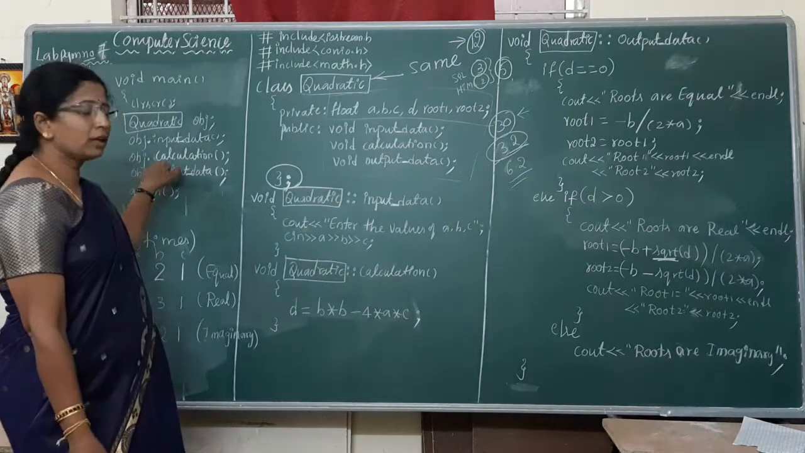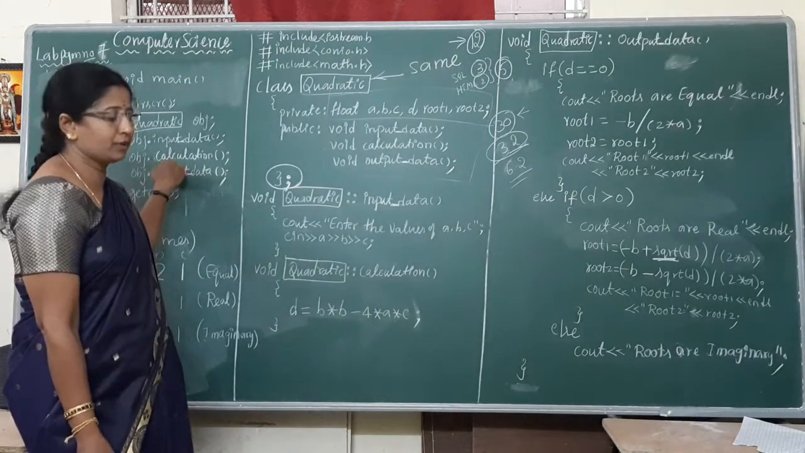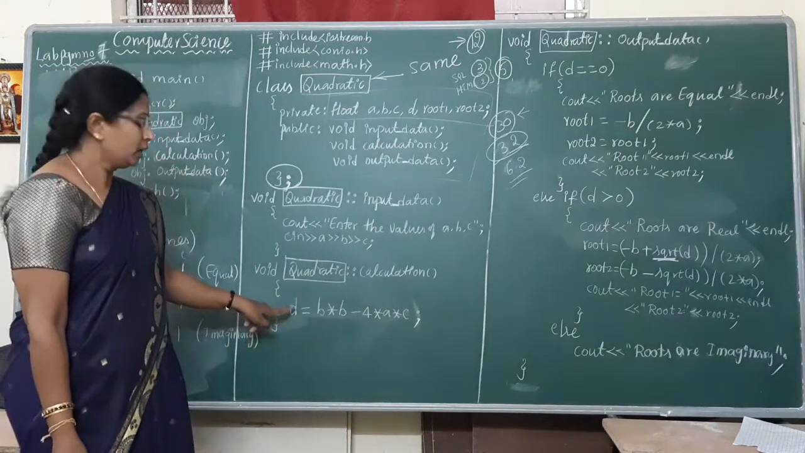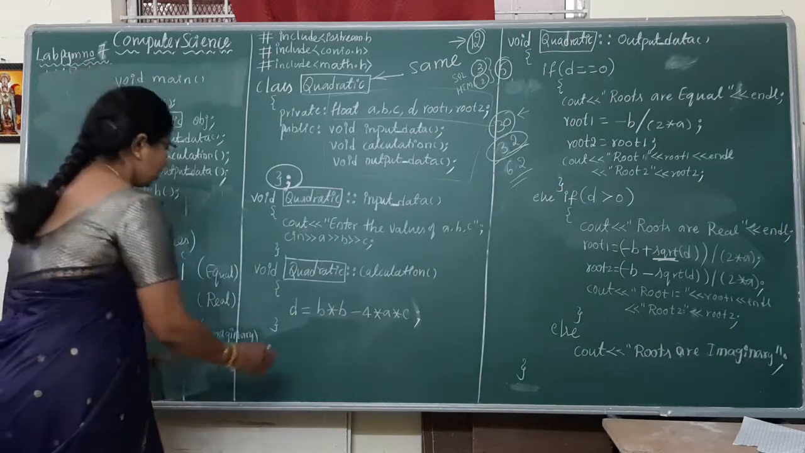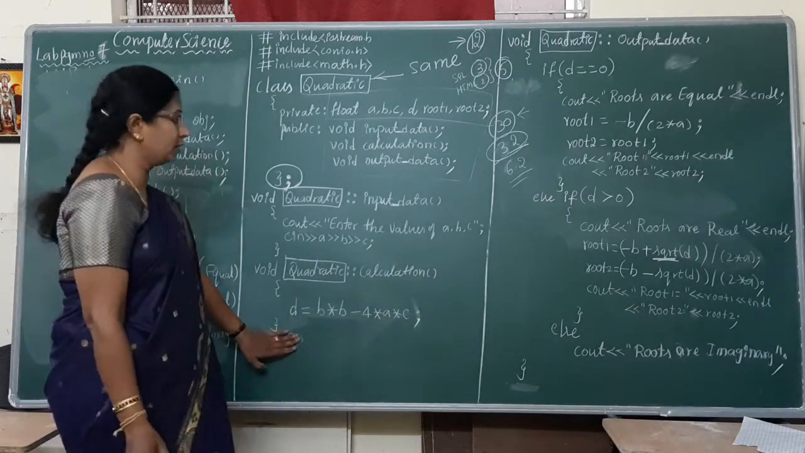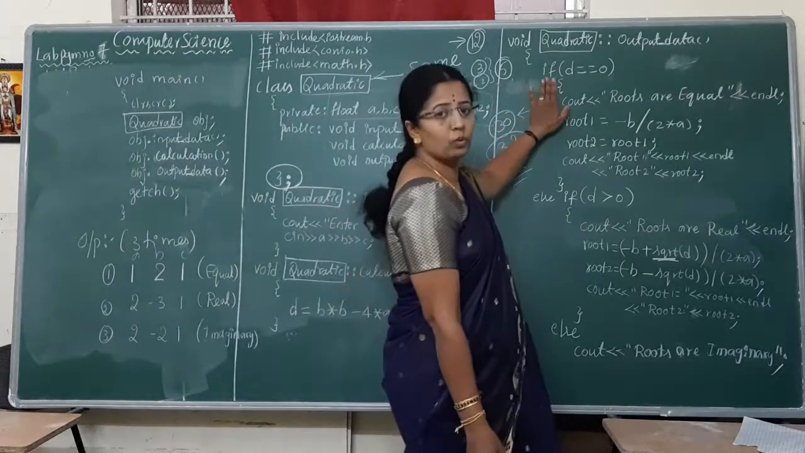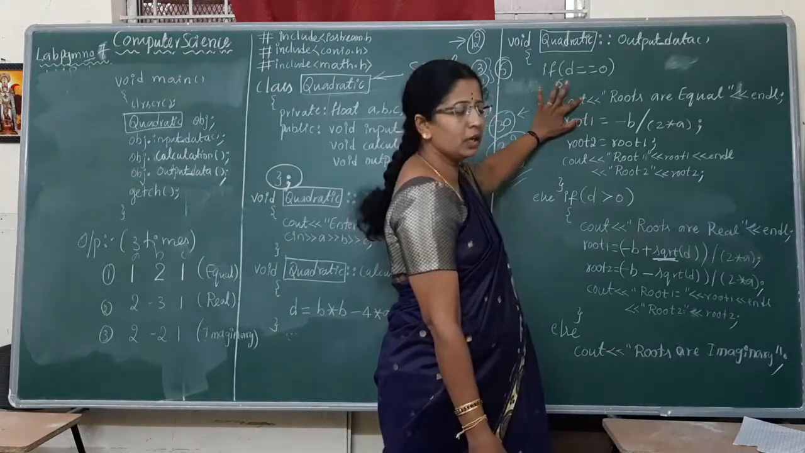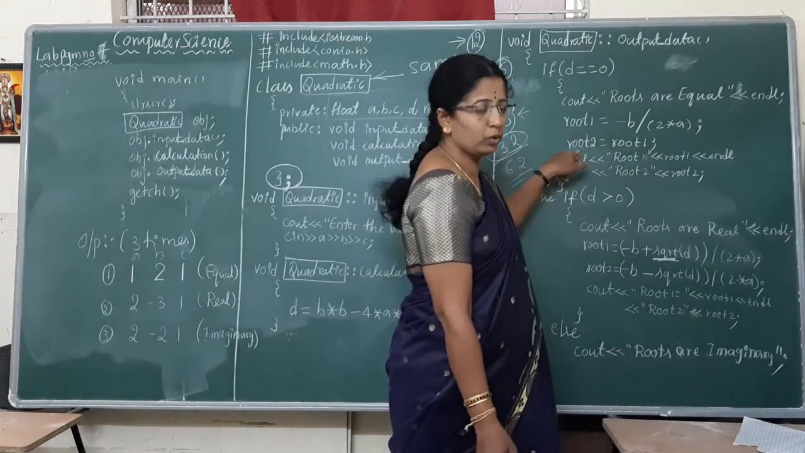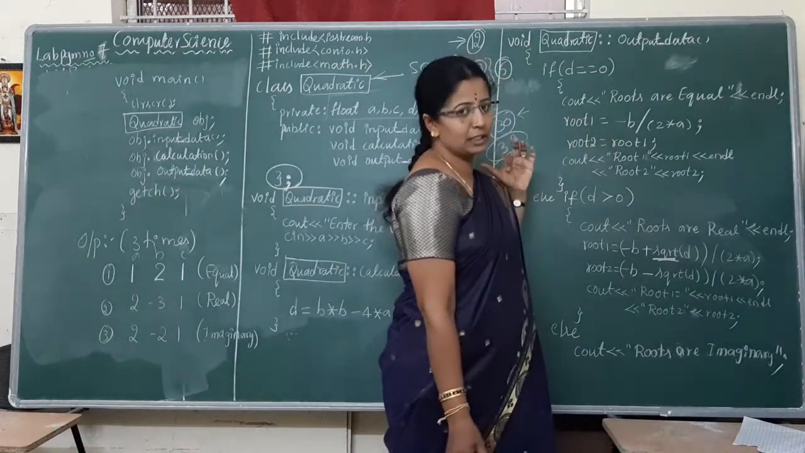Then it will invoke the calculation function. The control will come here and find the d value. In the first case, you will get the d value as 0. So d is equal to 0: yes, roots are equal. It will find root 1, copy root 1 into root 2, so both the roots get displayed.